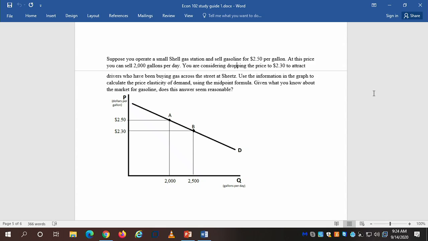No. Why not? Isn't gas more inelastic? Gas itself is more inelastic. What about for stations themselves competing against each other? Yeah, I guess that's more sensible. So you're more willing to go to a new gas station if the price is a little bit lower.